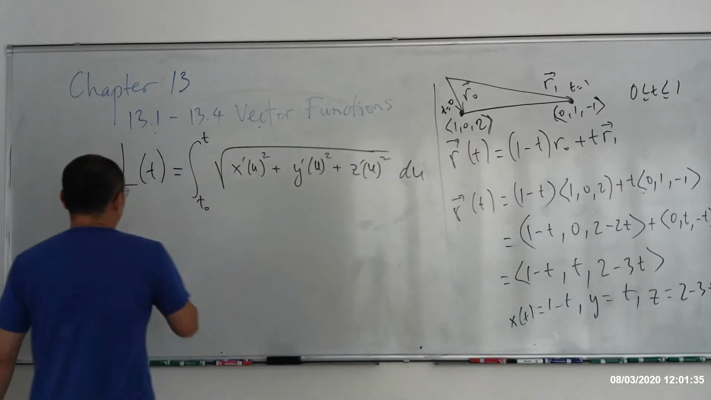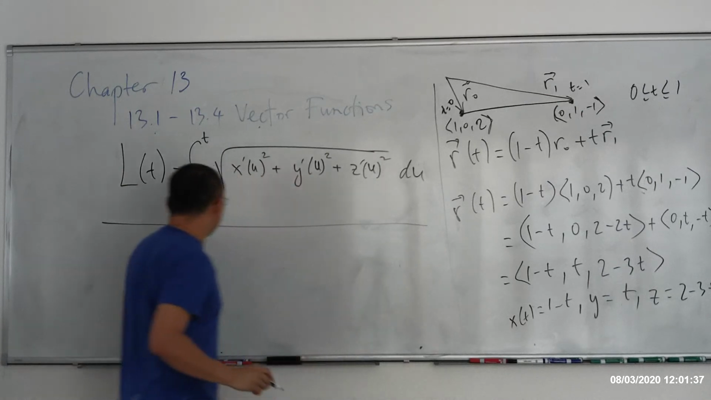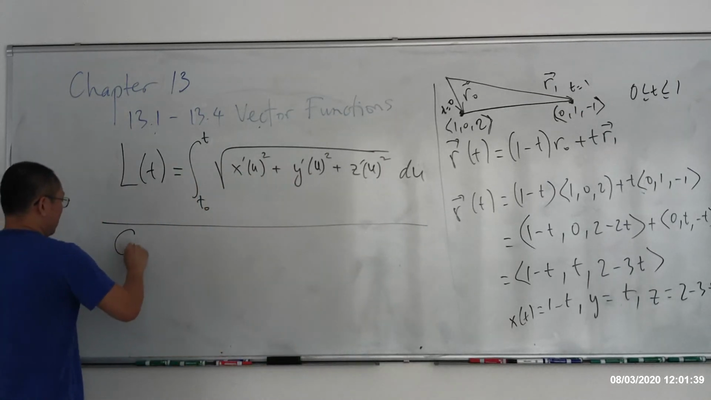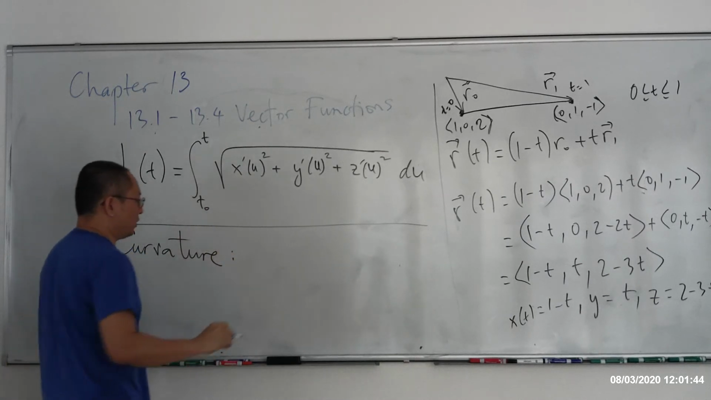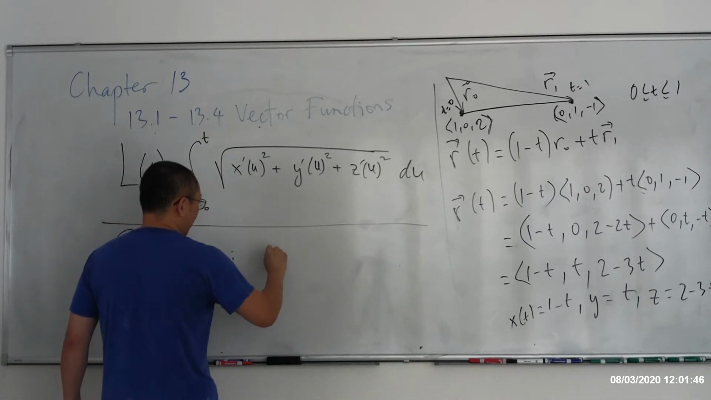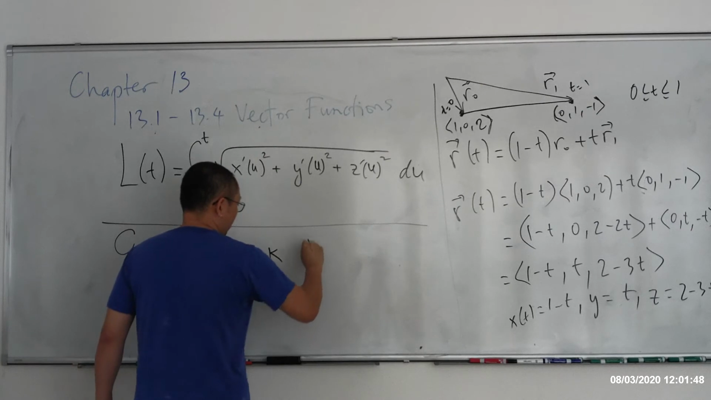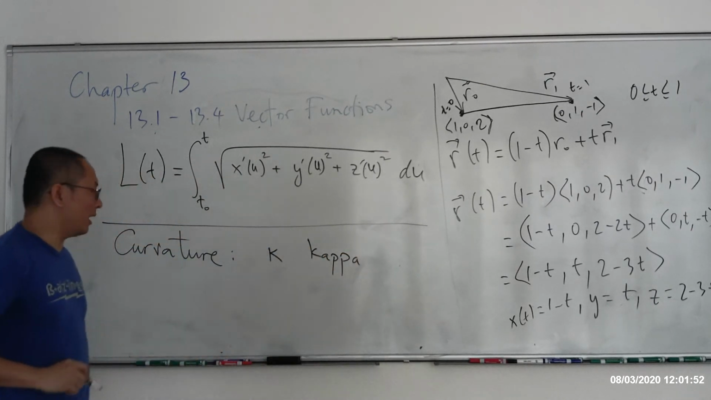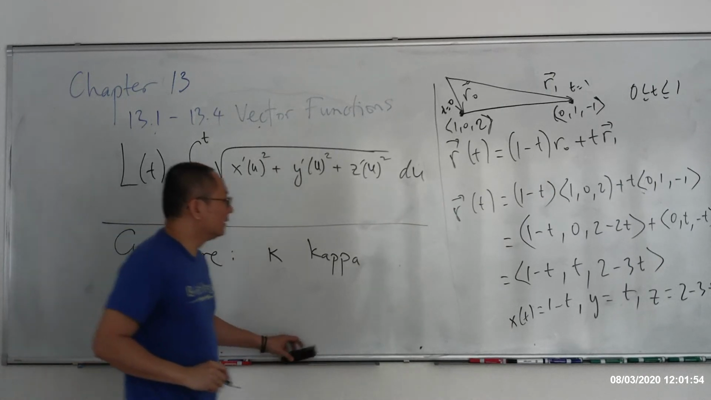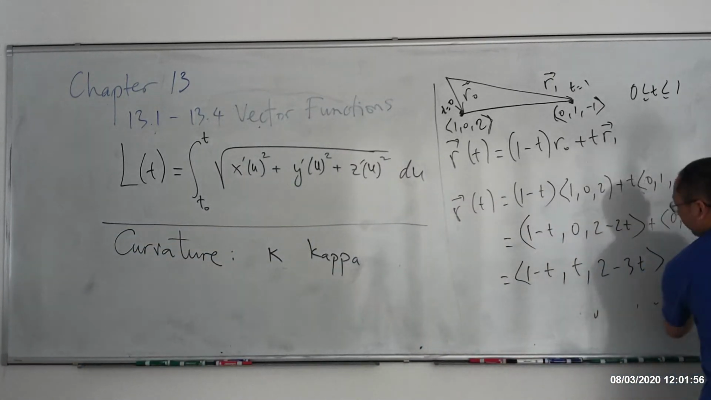So we're done with the arc length. Let's talk about something called the curvature. Curvature is denoted by kappa. Okay, this is a Greek letter for K. I'll walk you step by step to get there.